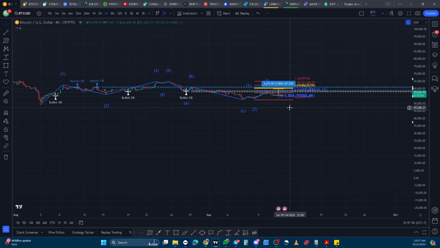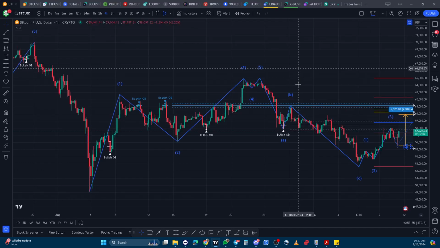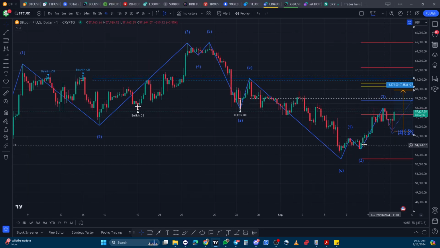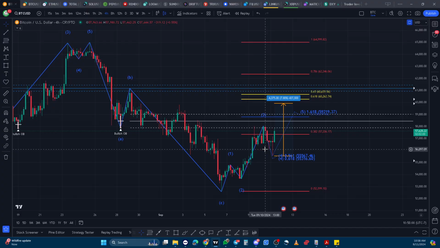Again, just accumulate at these levels. If you're just now getting in, if you were waiting for what God knows what reason, we've been telling you to get in since 53K, 54K, then just buy in anytime we do get a dip on the 4-hour or higher time frame. Then just buy in, right? Whether you're spot trading or you're actually along for the ride in a Bitcoin long.